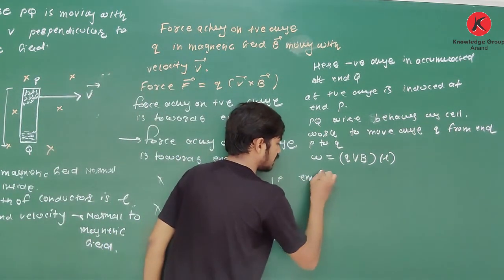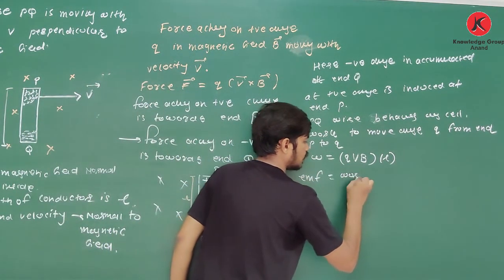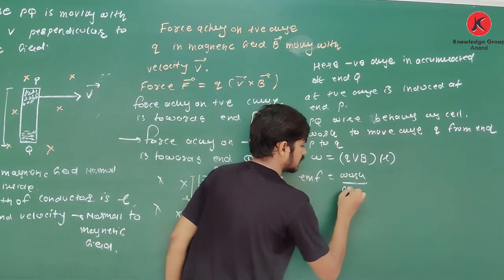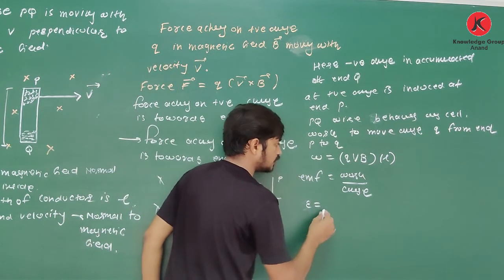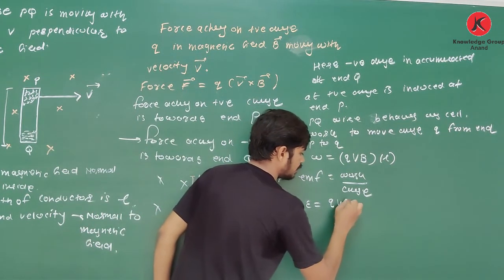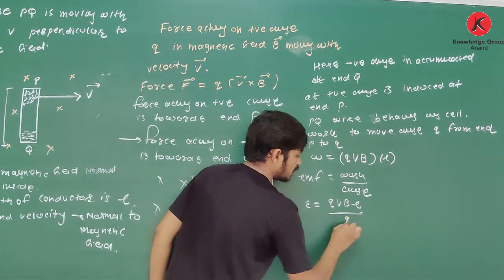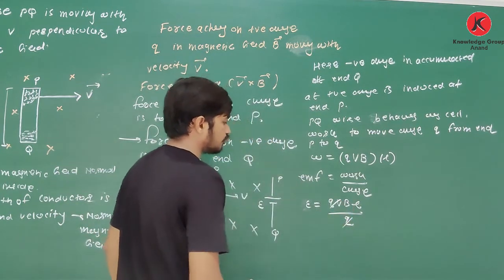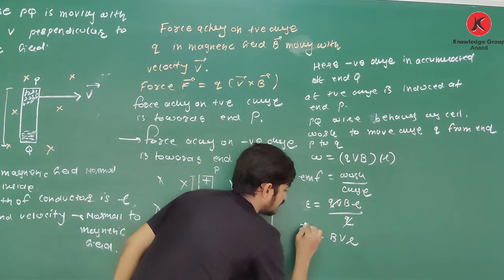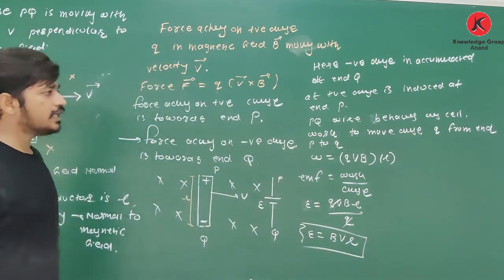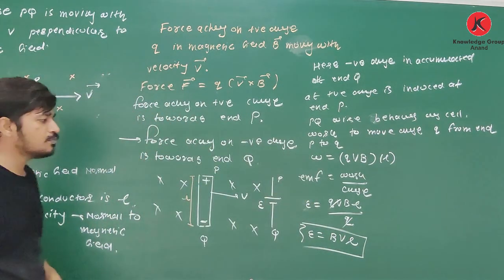Now, what is EMF? EMF is equal to work done per unit charge. So EMF E is equal to work done, which is qVB into L, upon per unit charge, that is q. So q cancels. So here E is equal to BVL. The same equation.